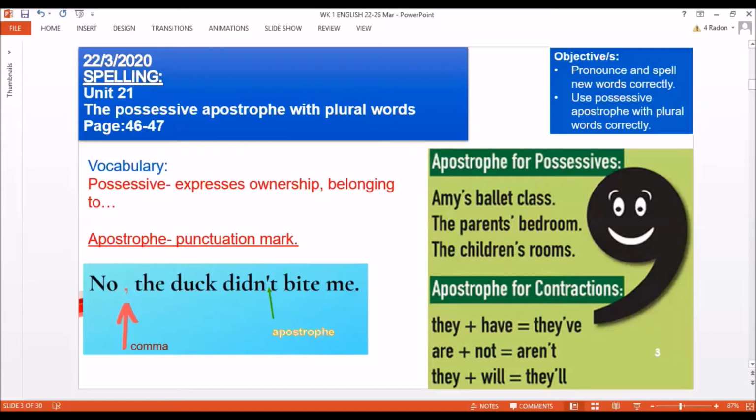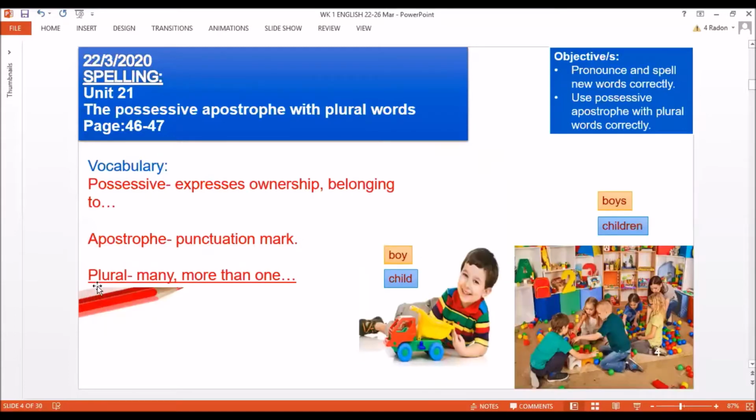Now our third word is plural. What is the meaning of plural? Plural is a word that expresses many or more than one object or person. For example, here we have one boy or one child. Now, in the second picture, we have one, two. We have two boys now.